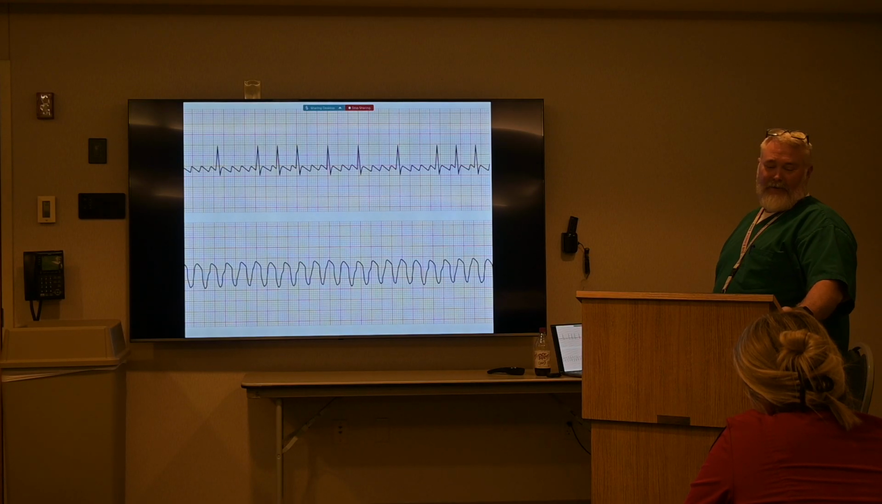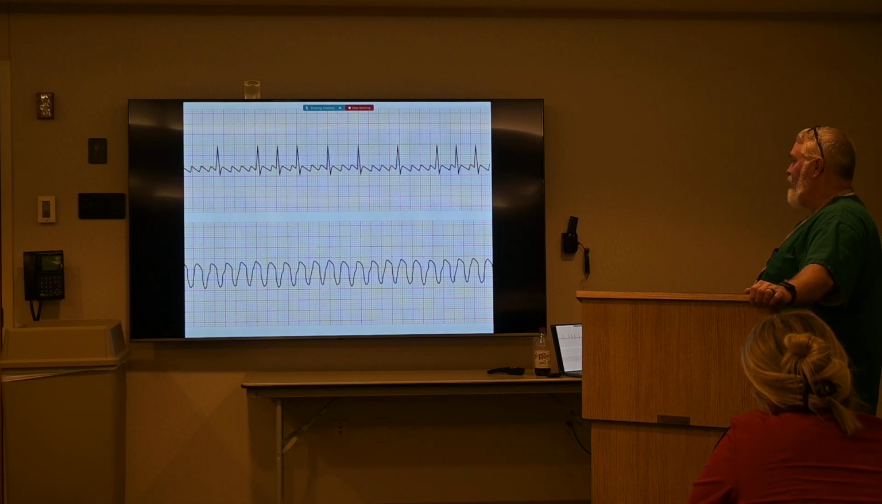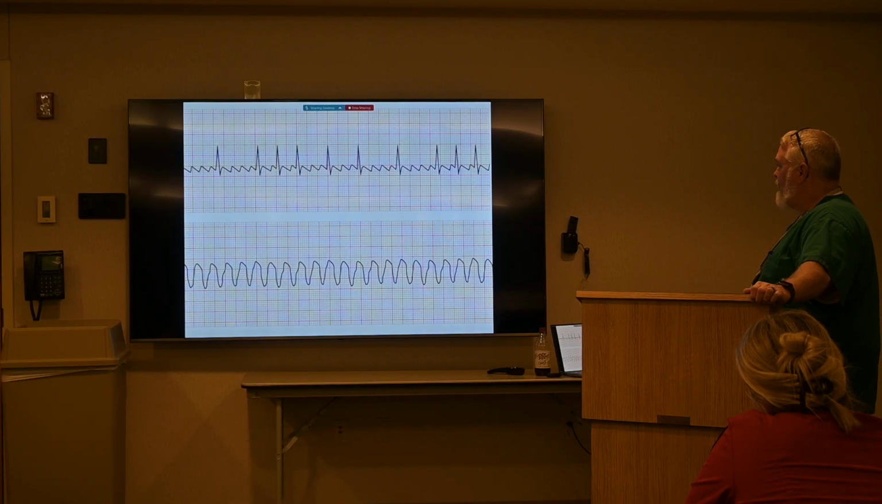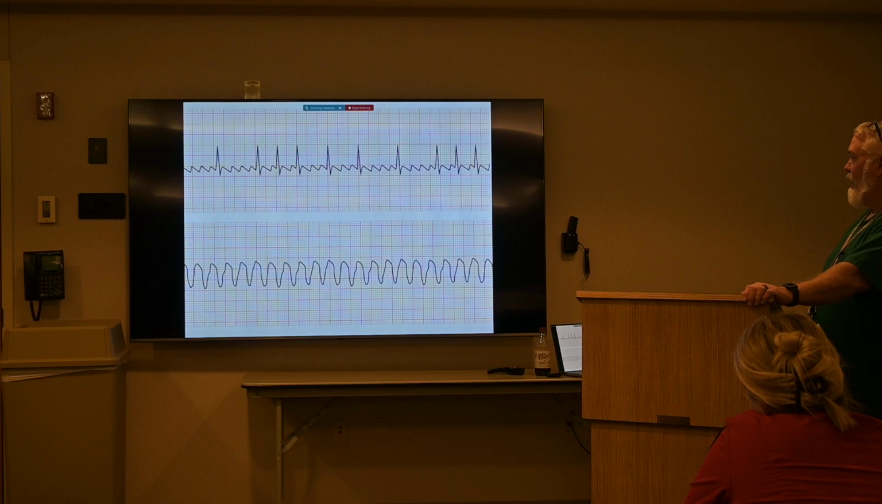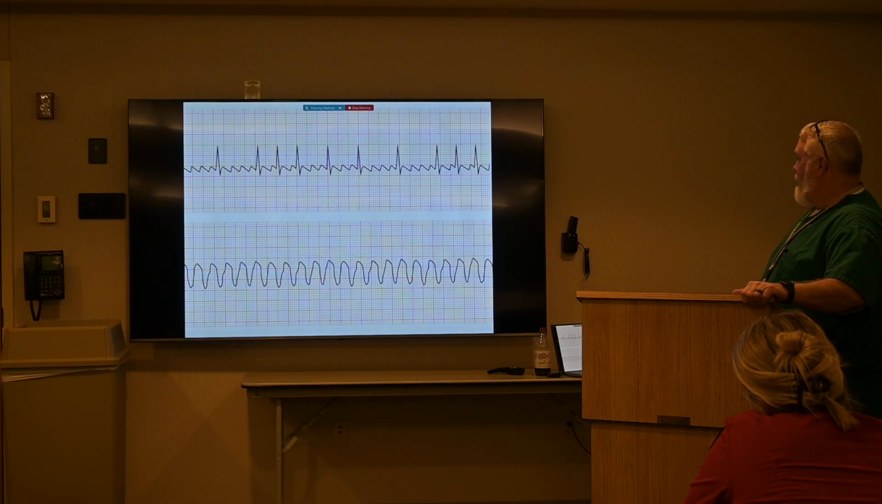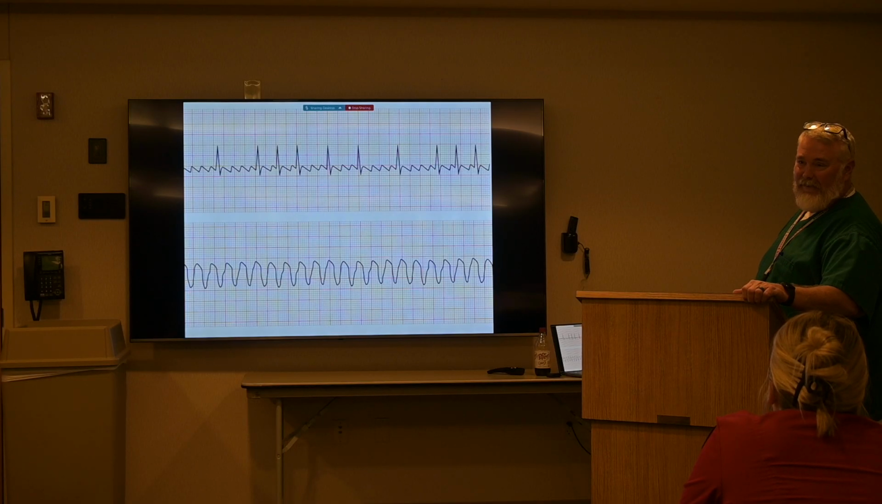Top one, is it regular? No. What's the rate? The R's obviously don't map out. What's the rate? 100, probably. Do you see P waves? If you don't see P waves, you don't have a PR interval. What about your QRS complexes? Yes. Do you see T waves? That's really hard to discern. What would you say that is?